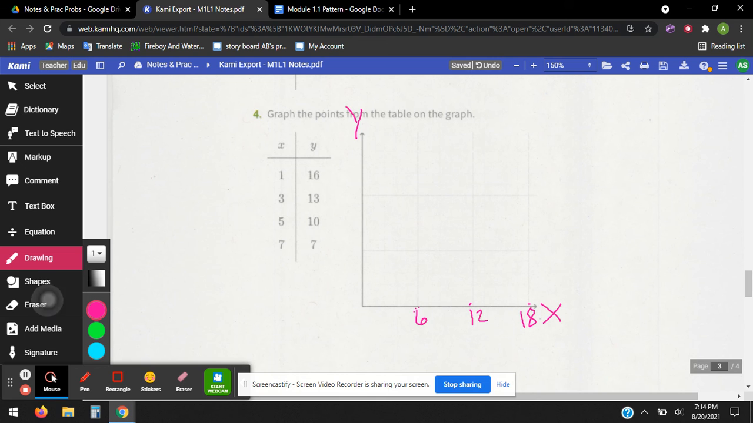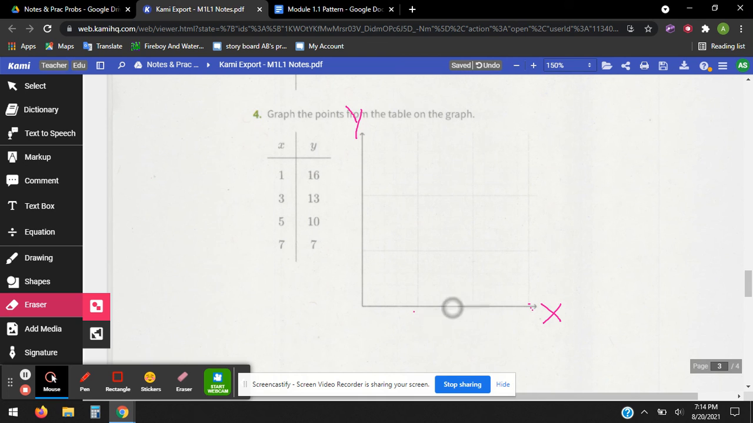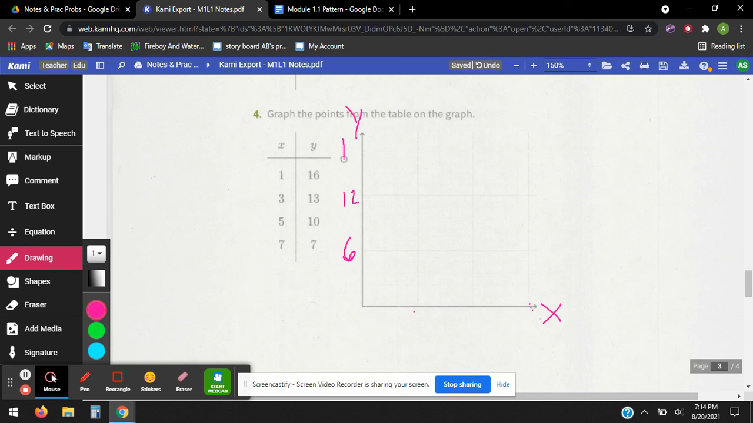Oh, wait a minute. I'm looking at my y's. My y's need to be up to 18, not my x's. 3, 6, so I need to do my 6, 12, 18 is up here at the top. Put him in right up here. And x's only need to go to 7. So 2, 4, 6, nope, 3, 6, 9.